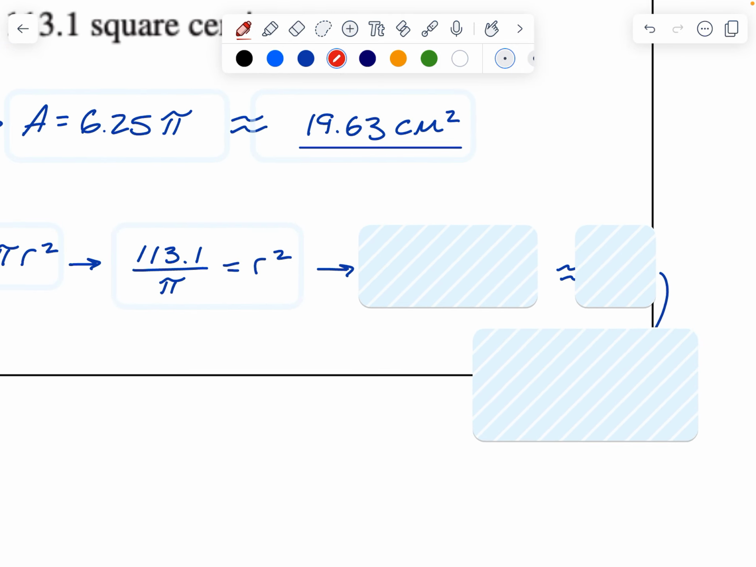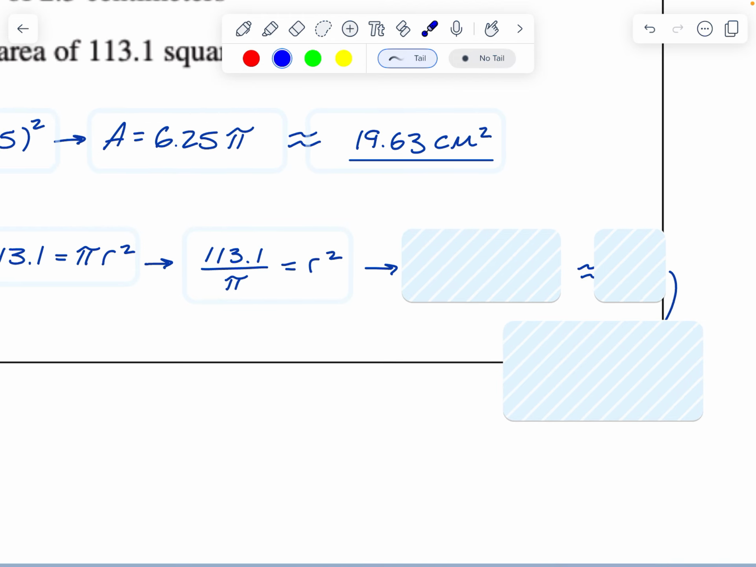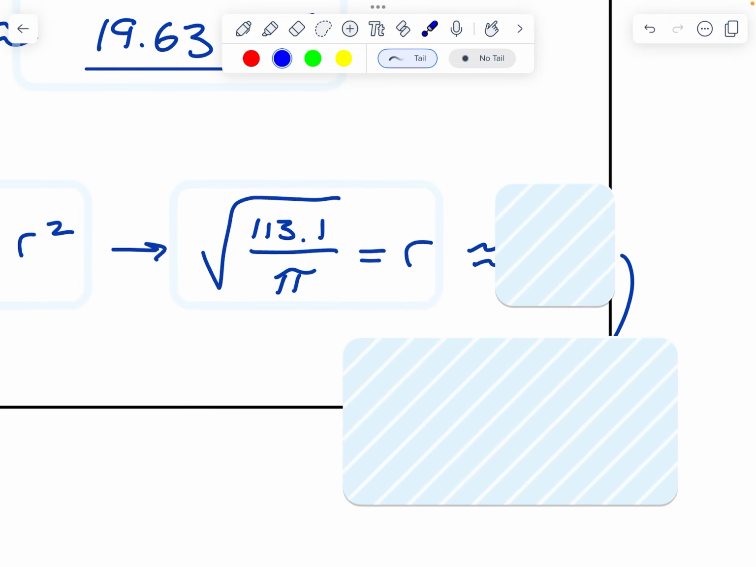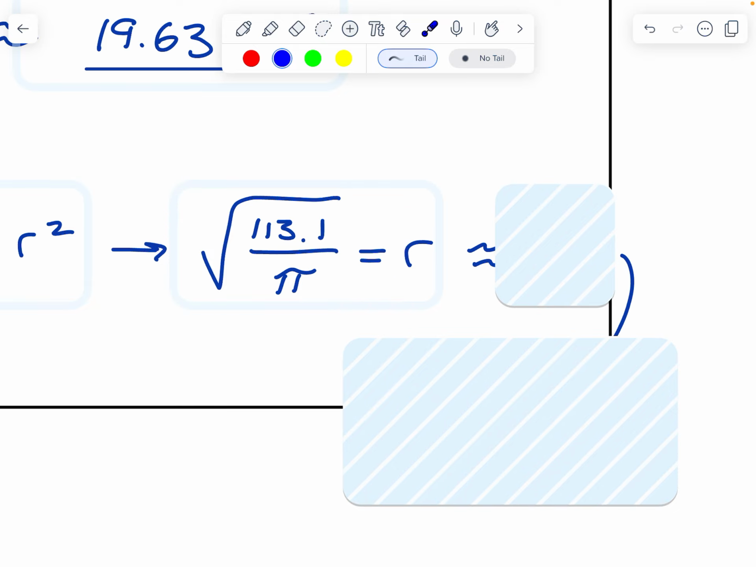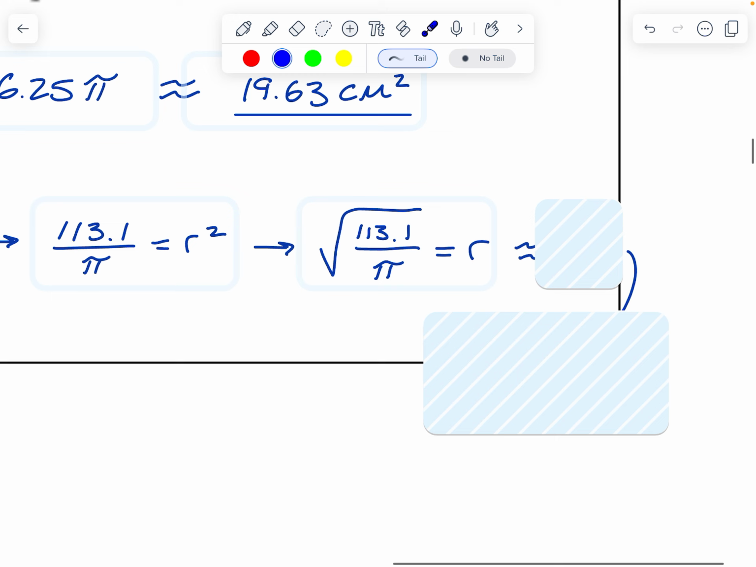If I wanted an exact answer, which in this case I do, don't just throw this into your calculator yet. Take the square root of both sides. The square root of r squared is just r, and my radius is the square root of 113.1 divided by pi. I get it. That's a mouthful. So I'd probably just ask you to give me the radius as a decimal.